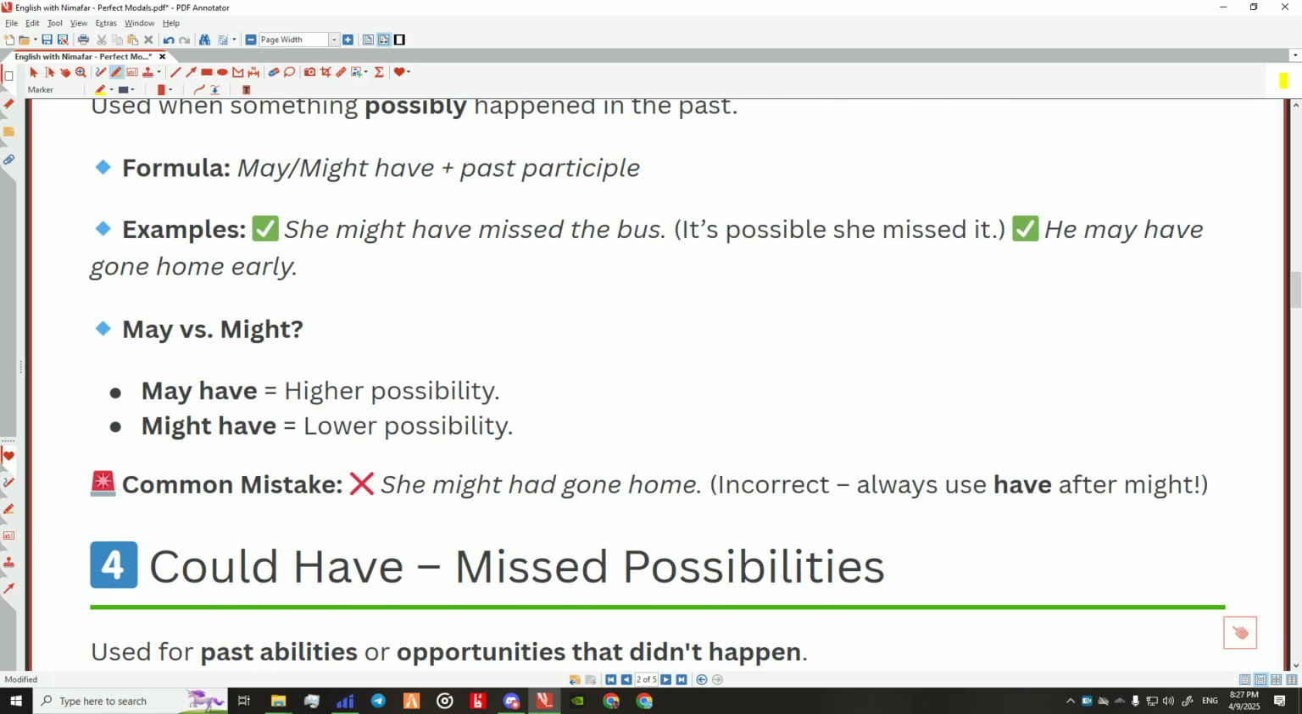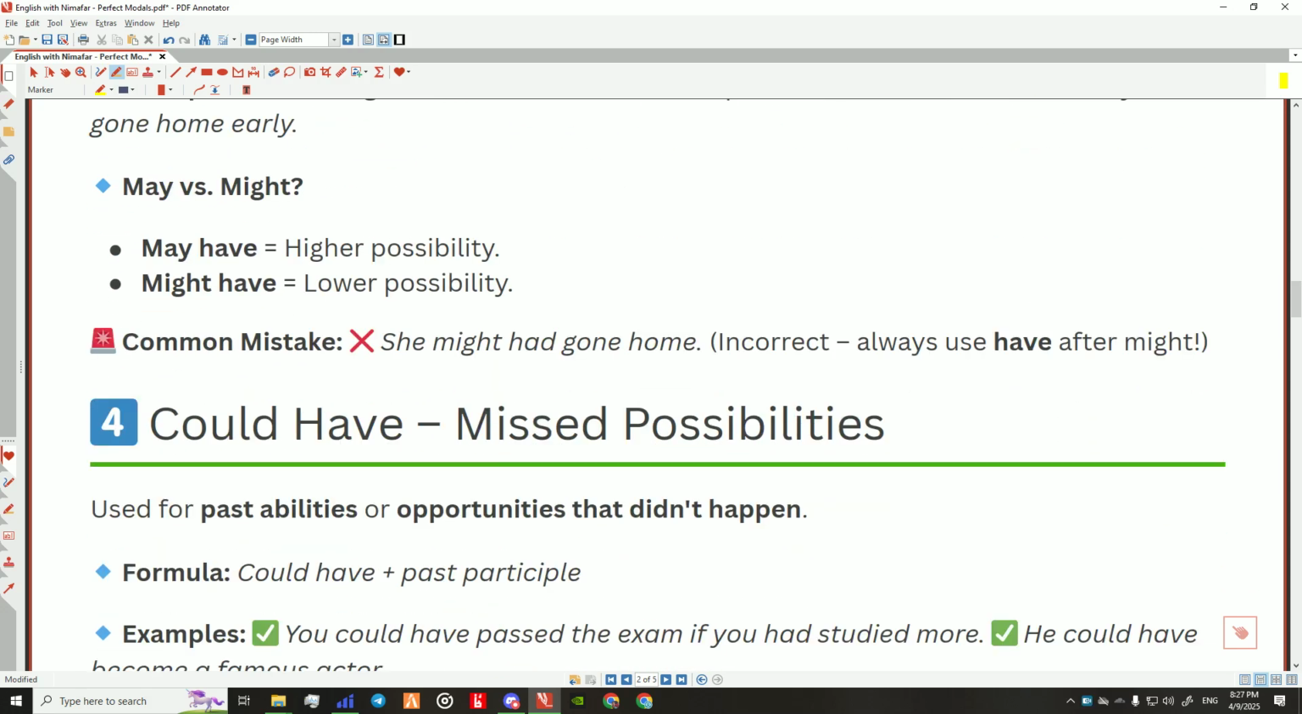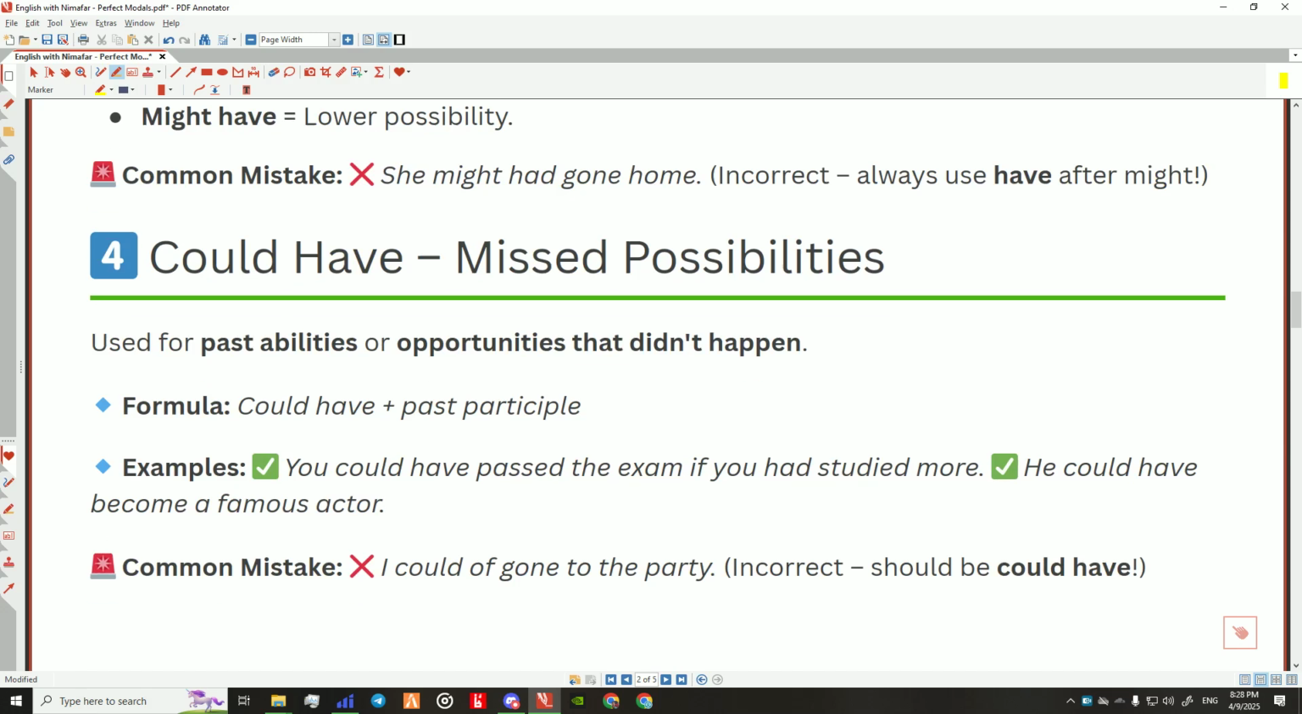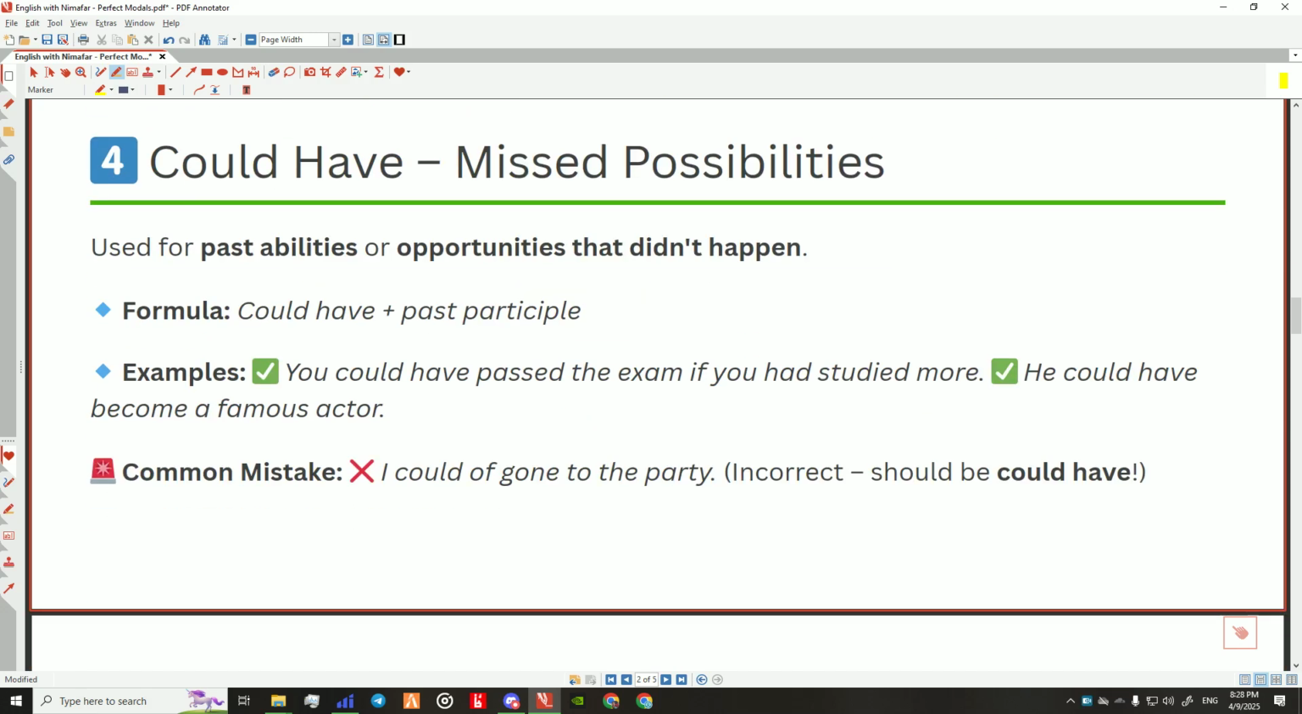Again, "she might have gone," we talked about it. What about "could have"? Now this is something your friend said: missed possibilities. This is what we're going to talk about. "Could have" is used for past abilities or opportunities that didn't happen. This is important. "Could have" plus past participle.